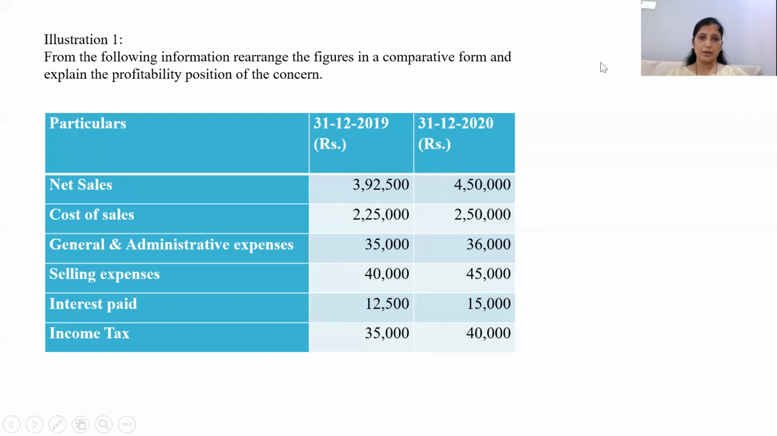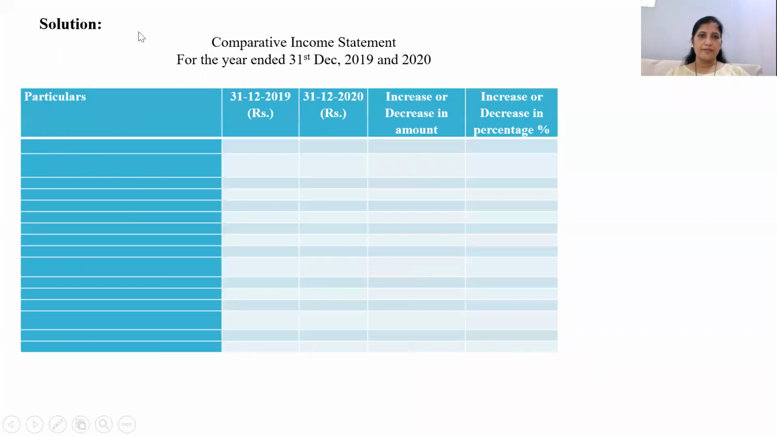So this is your problem. It's an income statement. From this, you have to convert these figures into comparative income statement. So solution, first of all, draw this table in your book. Write your solution. Heading is comparative income statement for the year ended 31st December 2019 and 2020.